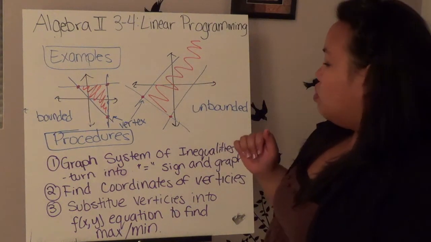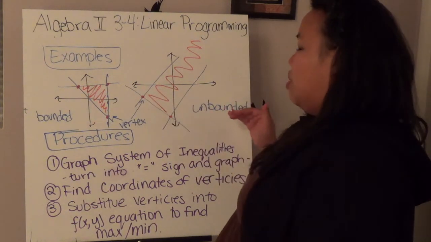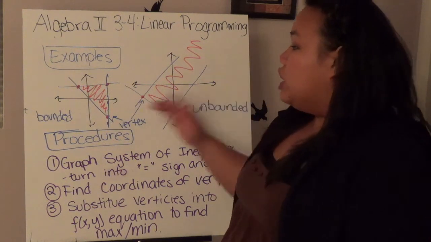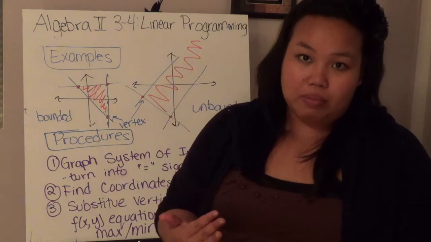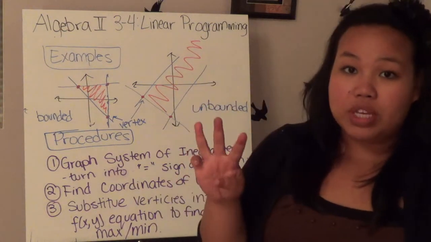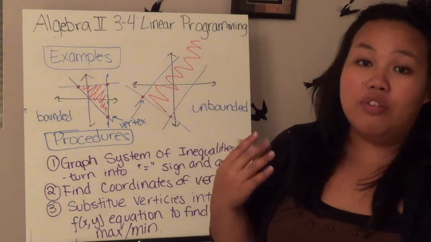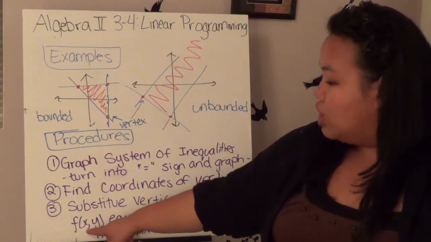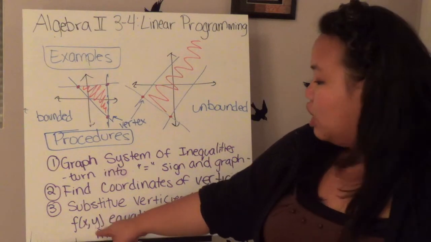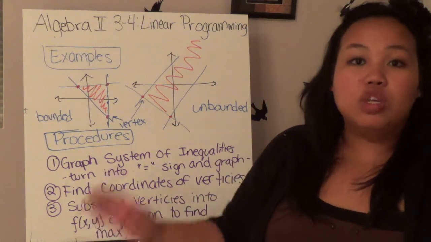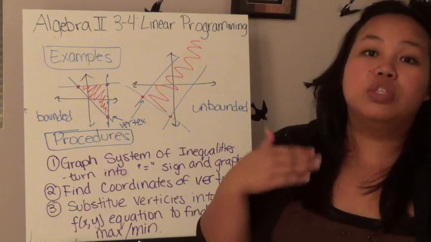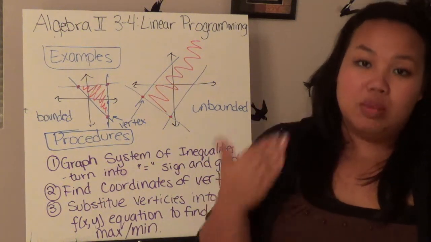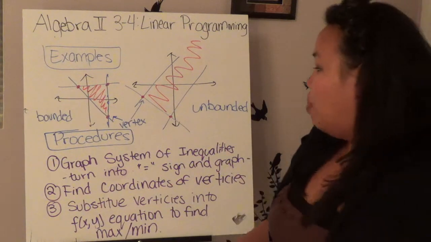So again, you have bounded and unbounded. Now, each of these has a maximum and a minimum. They're going to give you 3 equations, and they're going to give you a 4th equation that looks like f of x comma y. That's your equation. You don't actually graph that equation. What you do is use that to find the maximum and the minimum, and I'll show you how to do that in the problem.